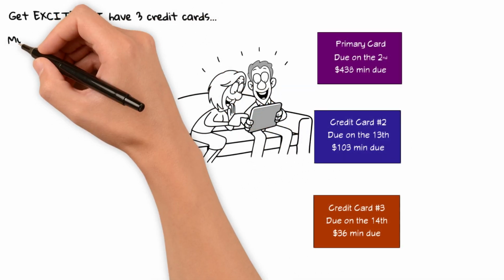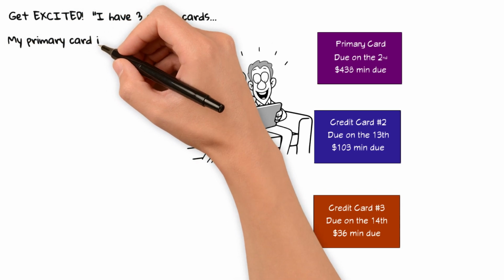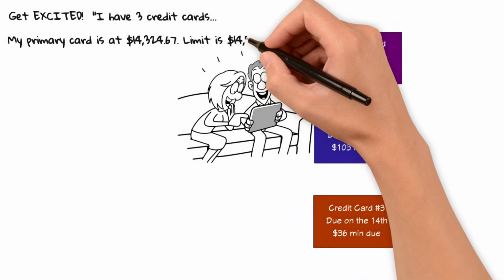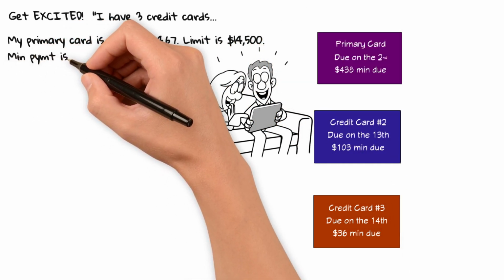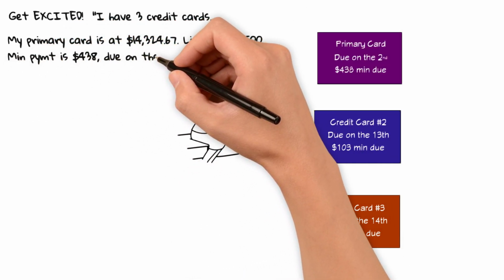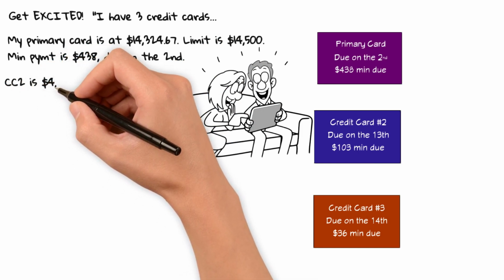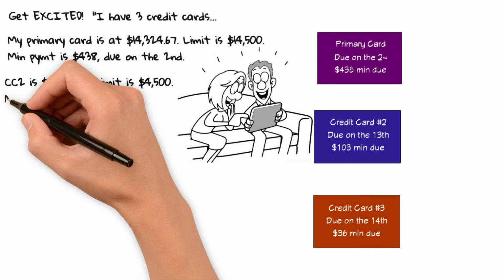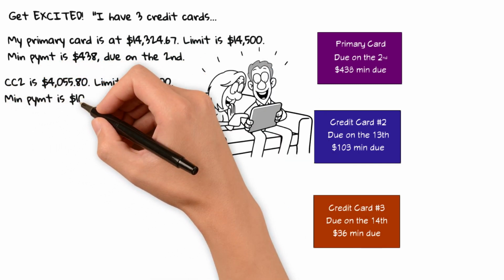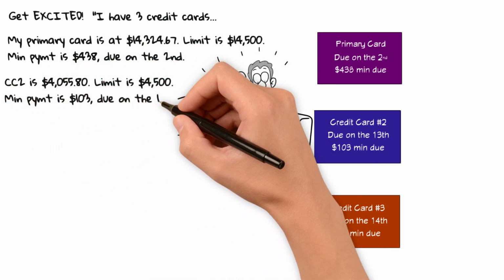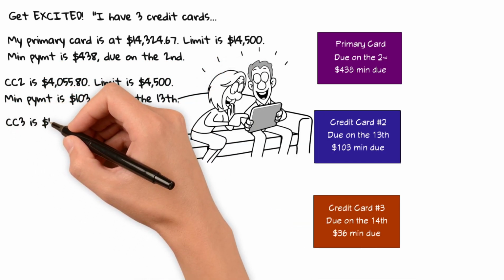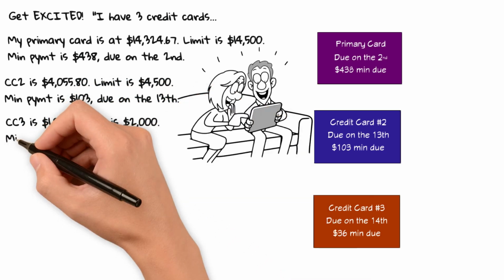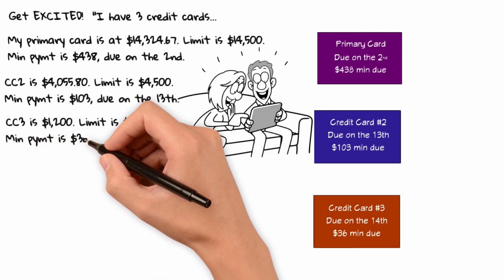My primary card is at $14,324.67. The limit is $14,500. Minimum payment is $438 due on the 2nd. Credit card 2 is $4,055.80. The limit is $4,500. The minimum payment is $103. It's due on the 13th. Credit card 3 is $1,200. The limit's $2,000. The minimum payment is $36. It's due on the 14th.